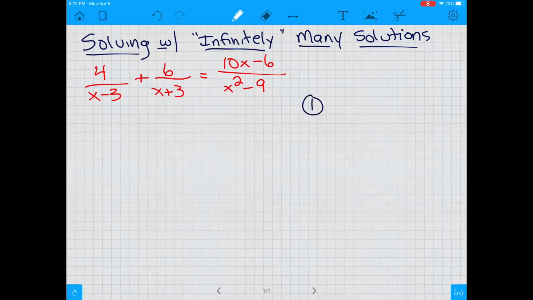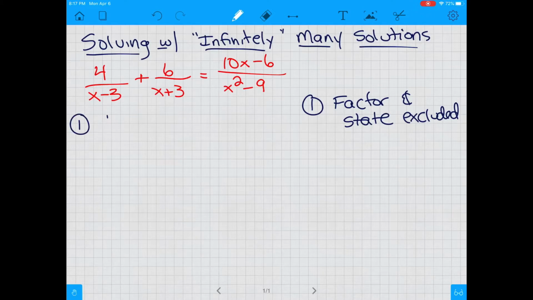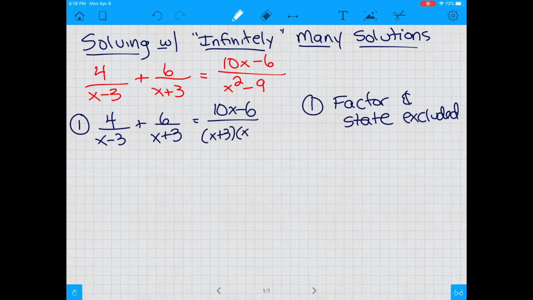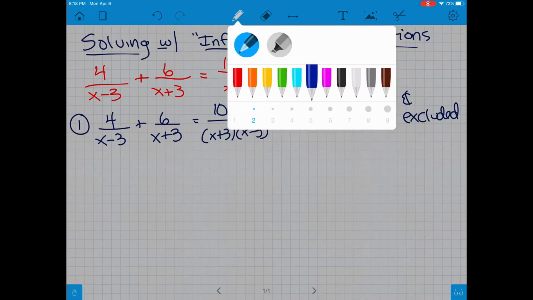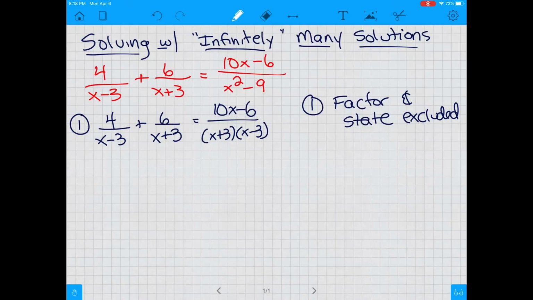Again, I'm going to breeze through the solving part of this because the solving part doesn't change. So my step one: factor and state your excluded stuff. For my step one, my left side, I don't have to change a single thing. My right side, x squared minus 9, I can factor into x plus 3, x minus 3. We color code again.